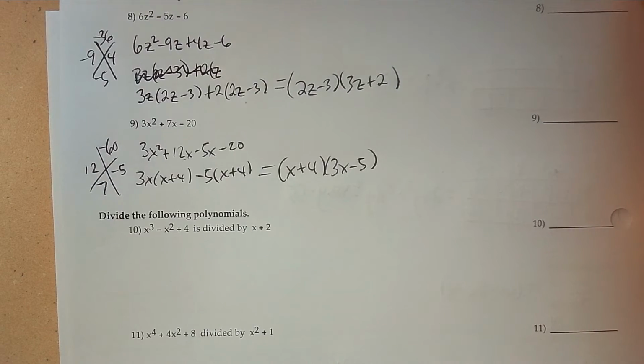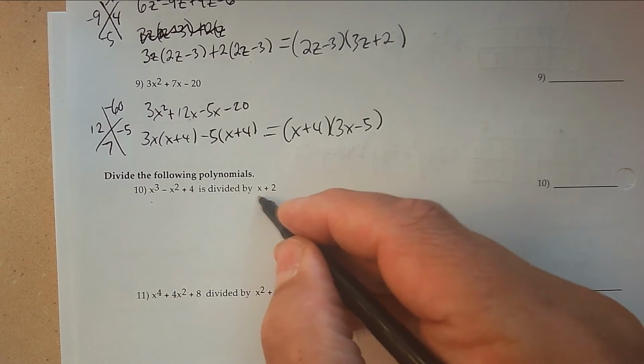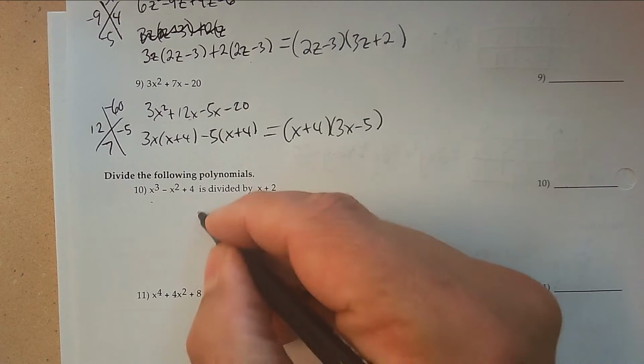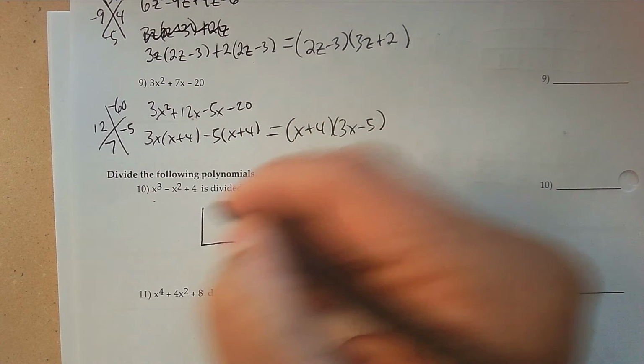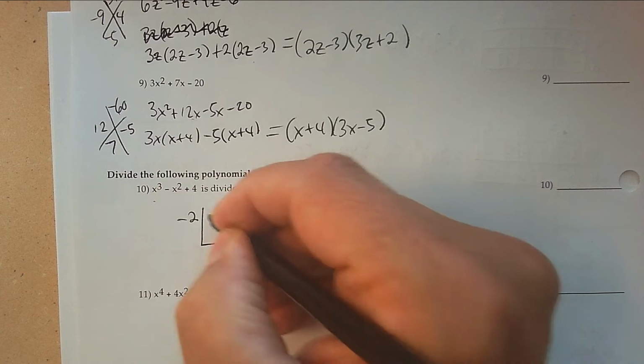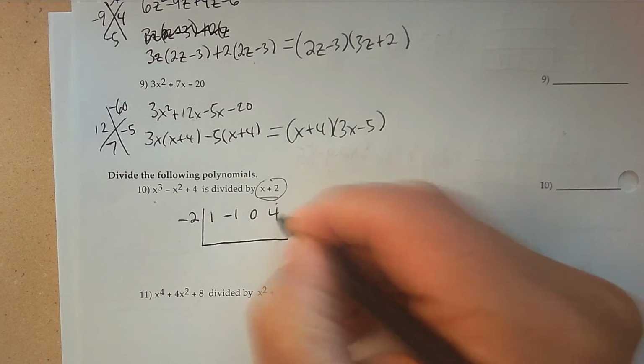Alright, that's practicing factoring. Practice dividing. Can you divide these? We're dividing by a simple linear, so we're going to use synthetic division. And to use synthetic division, we use the 0 of x plus 2, which is negative 2. And then we have 1x cubed, negative 1x squared. We have no x's and a 4.